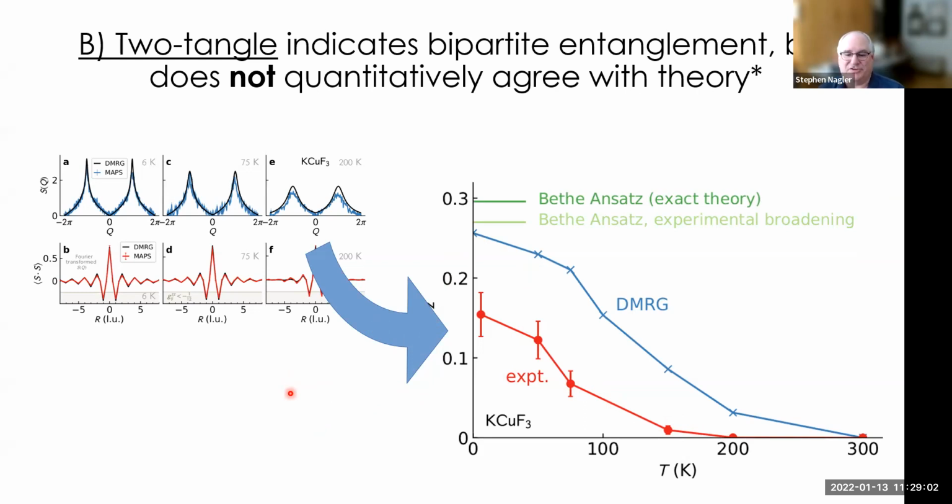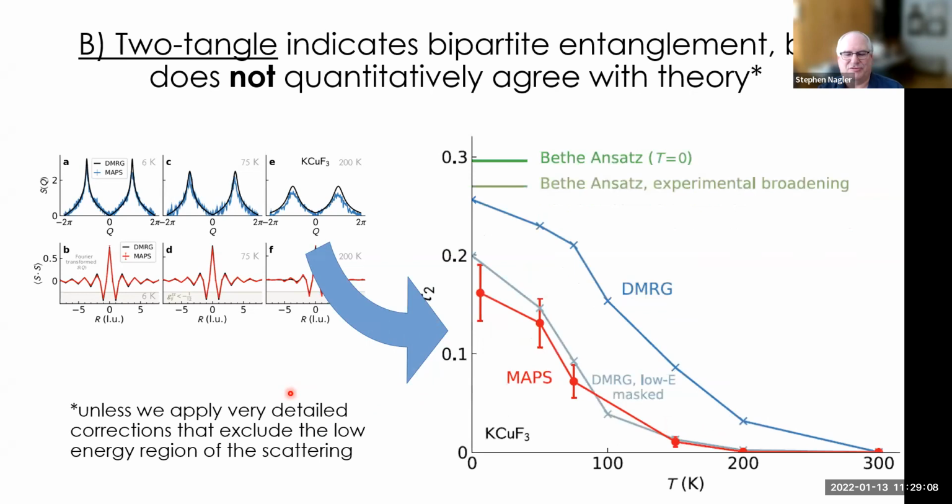The way to get around this, now in the experiment, one has to exclude the low energy region. So if I exclude the low energy region from DMRG, it looks like this, which is actually a little more reasonable, right? So I do have some ability to look at this two-tangle and say, well, yeah, this has probably got some sort of bipartite entanglement based on a two-tangle.